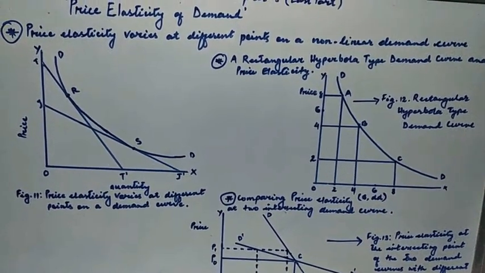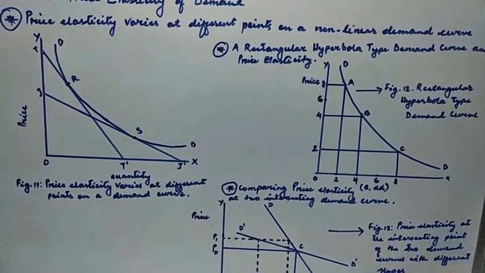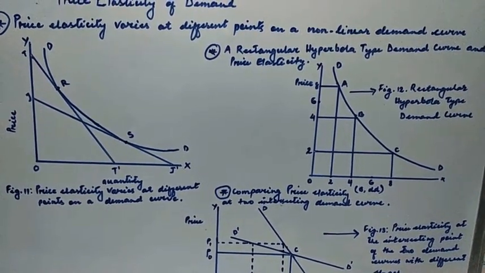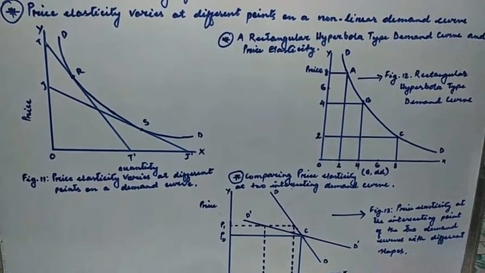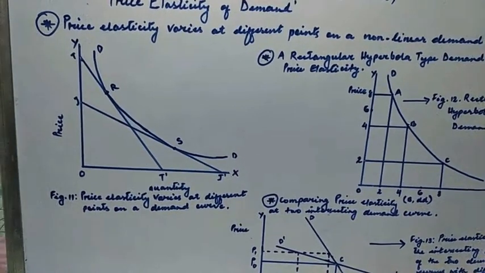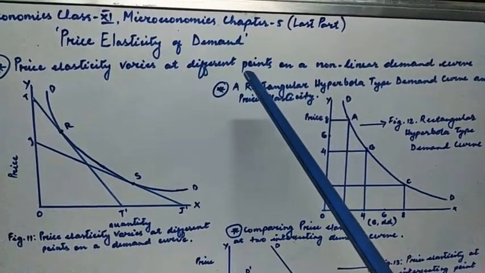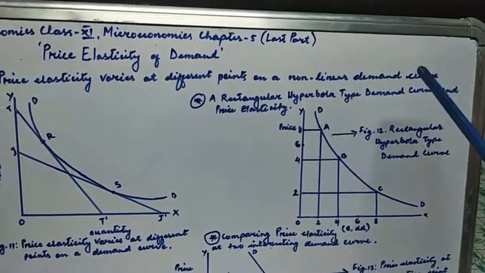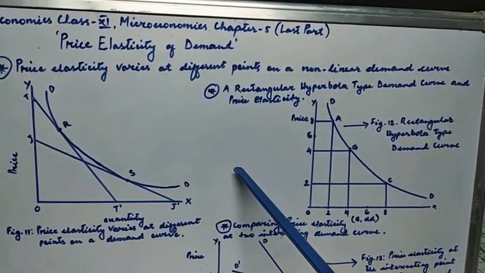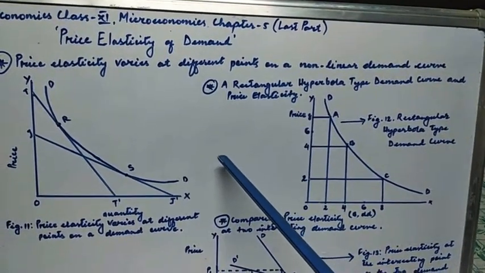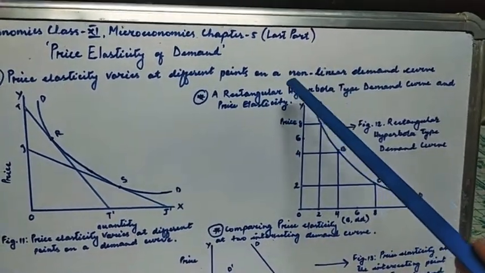And then we also came to know that on a linear demand curve, elasticity varies from 0 to infinity. Moving forward, we have to discuss price elasticity, which varies at different points on a non-linear demand curve. We have studied that on a straight line demand curve, the price elasticity varies from 0 to infinity, and here we are going to discuss the non-linear demand curve.